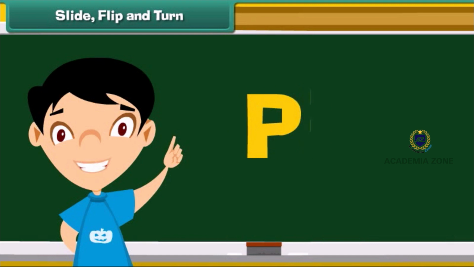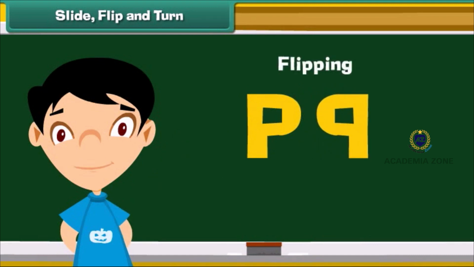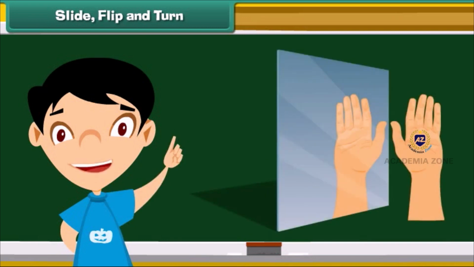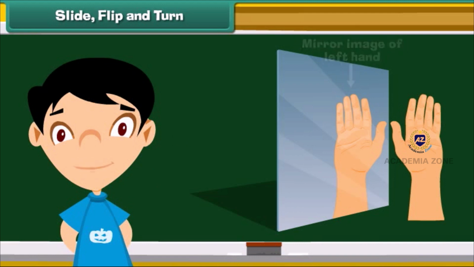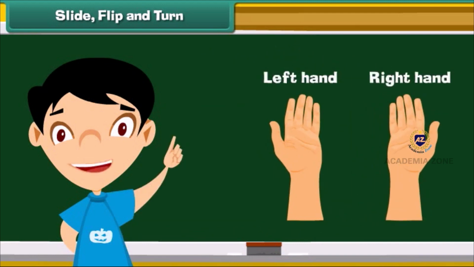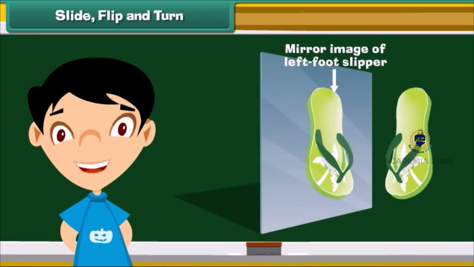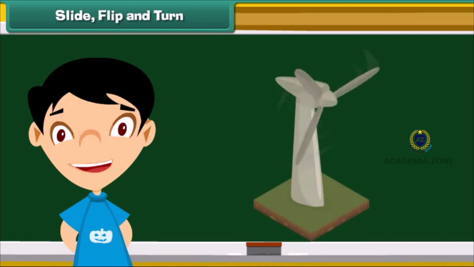Creating a mirror image of an object is flipping. In real life, we come across many instances of flipping. For example, our right hand is a mirror image of our left hand. So, if we flip our left hand, we get our right hand. Similarly, the right foot slipper is a mirror image of the left foot slipper. Flipping or sliding does not alter the shape of the object. Rotating a plane figure around a fixed point is turning. A real-life example of turning is the windmill.